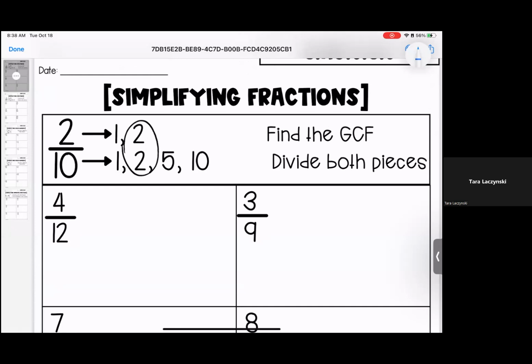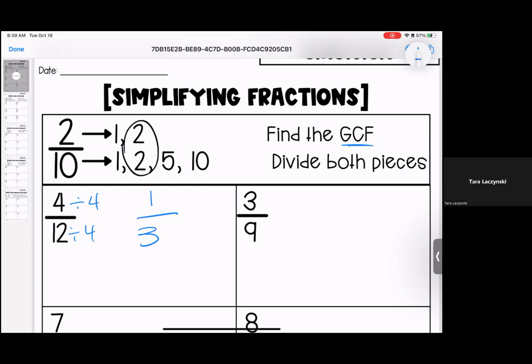So we start with the greatest common factor, and then we divide both pieces by that. Remember, we need to always make sure that we are in simplest form. So make sure that you can't get it down any further. So for this one, I would divide both by 4. 4 divided by 4 is 1. 12 divided by 4 is 3. The only common factor left at this point is 1. So this is simplest form.